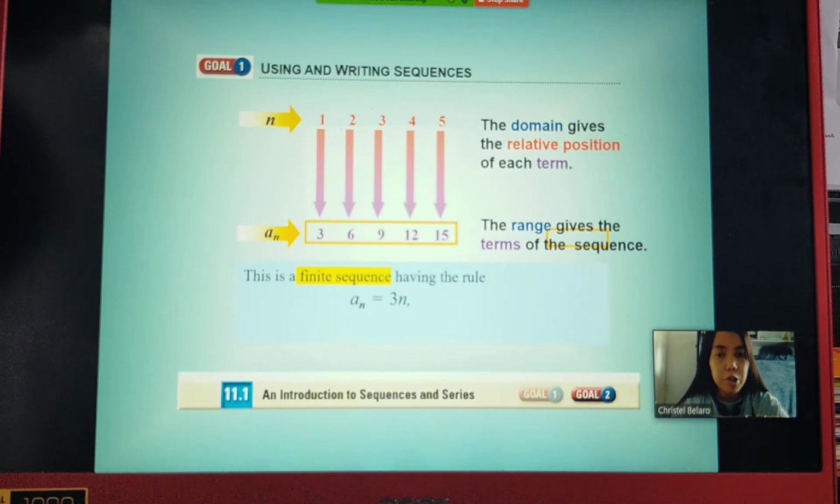So this is a finite sequence having the rule a sub n is 3n. When we substitute n equal to 1, the first term is 3. If n is 2, the output is 6. So this is now the general rule, 3n. This is a finite sequence. When we say finite, it's countable. You can find the last term. You can list all the terms, where a sub n represents the nth term of the sequence.